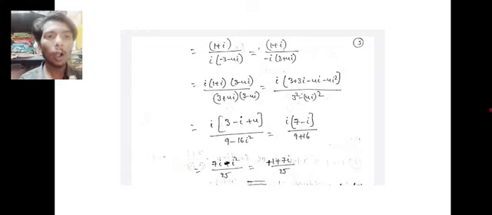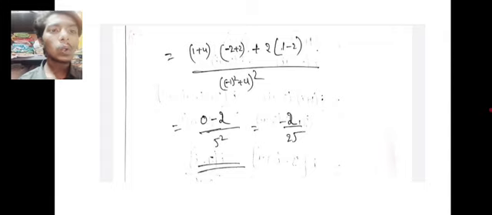We are taking i common, by 3 square plus 4i whole square. The 3 square is nothing but 9, and 4i whole square is nothing but 16i square. So the final answer is i into 7 minus i by 9 plus 16. 9 plus 16 is nothing but 25. We have to multiply the 7 minus i with the help of i. So 7i minus i square it becomes, by 25. The final answer is 1 plus 7i by 25.